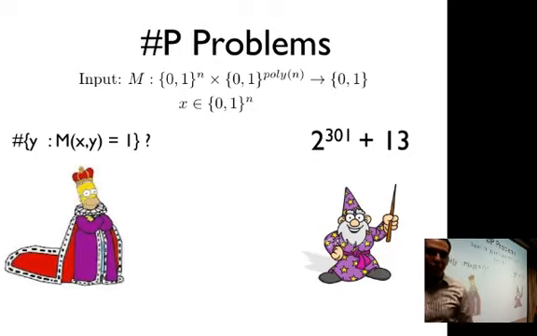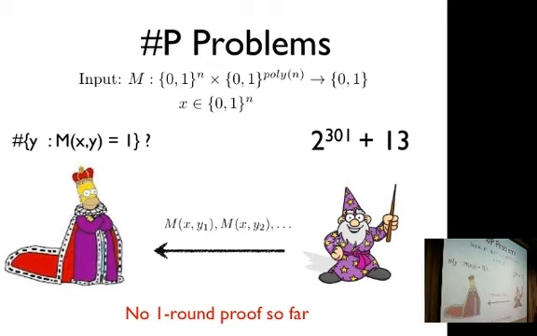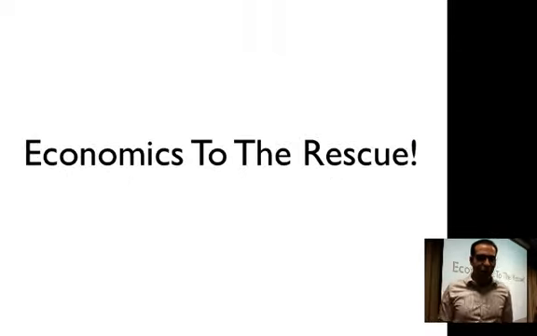And for this type of proofs, if we want the answer to the number of accepting paths, we really don't know how to give a classical proof. And the best thing we know how to do is to give all the input and output pairs from this non-deterministic Turing machine. And so we really have no one-round proof using the tools from computer science. So we're really going to need to leverage some tools from economics. And we're going to have economics to the rescue.